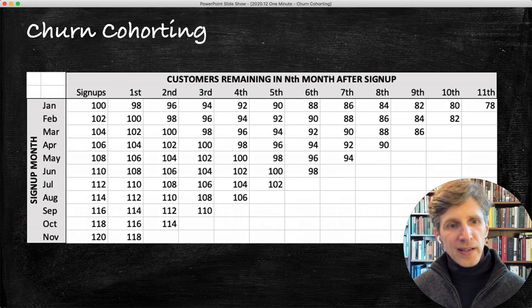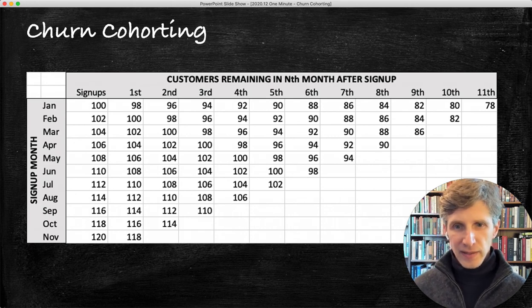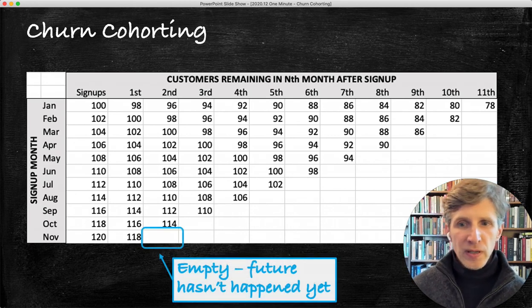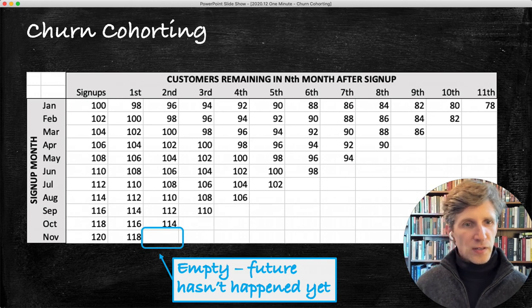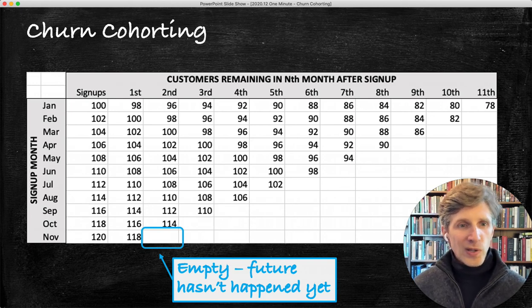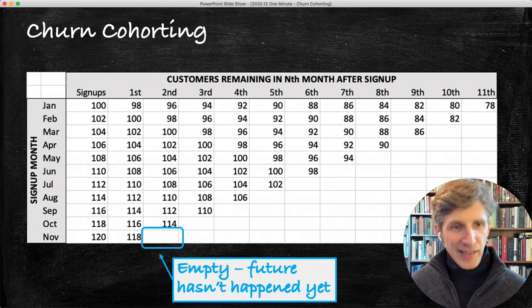And so you end up getting a triangle-shaped set of data like this. Why is it triangle shaped? For example, the customers that joined us in November, last month, we don't yet know how many will be left after the second month because it hasn't happened yet.